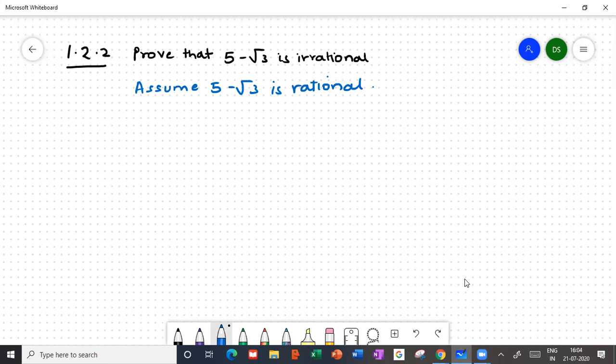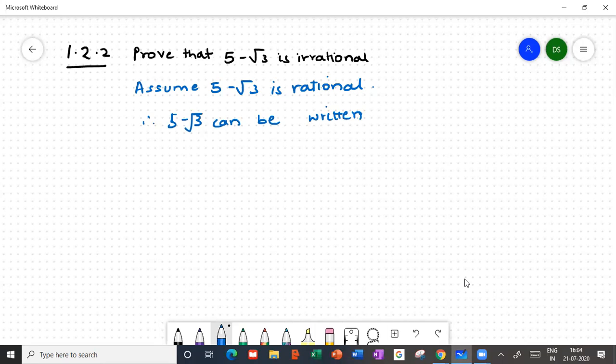So assume that this is rational, and this is going to be the same. Therefore, 5 minus root 3 can be written as P by Q.